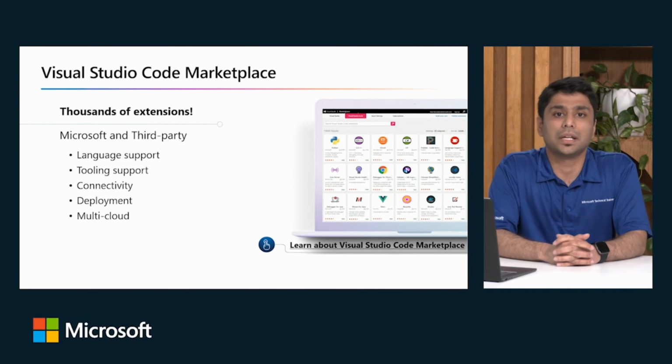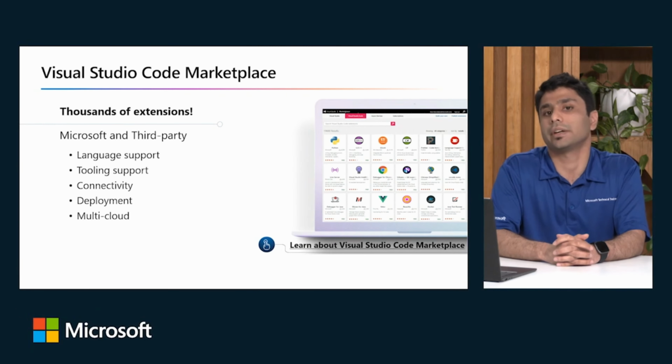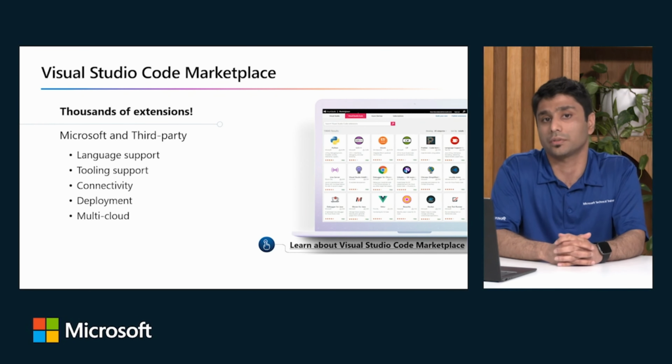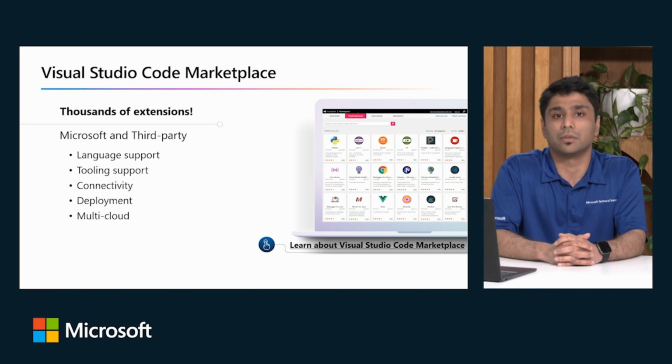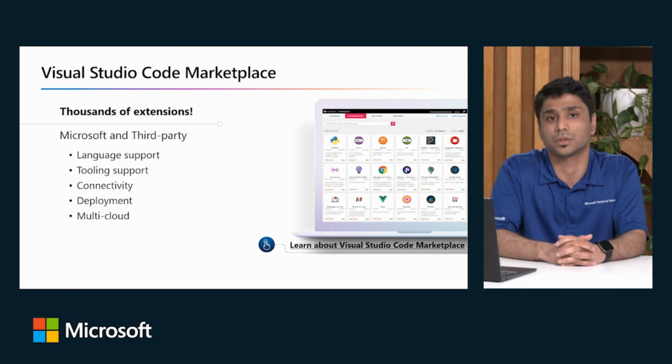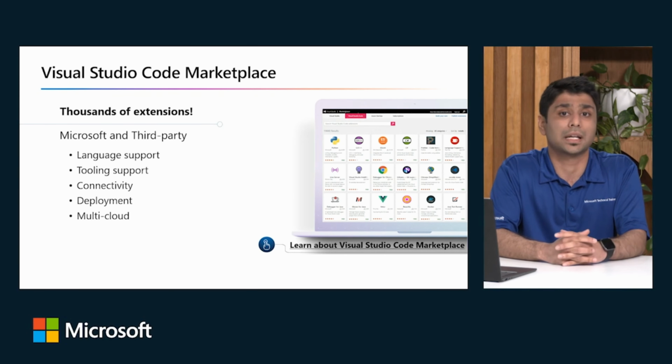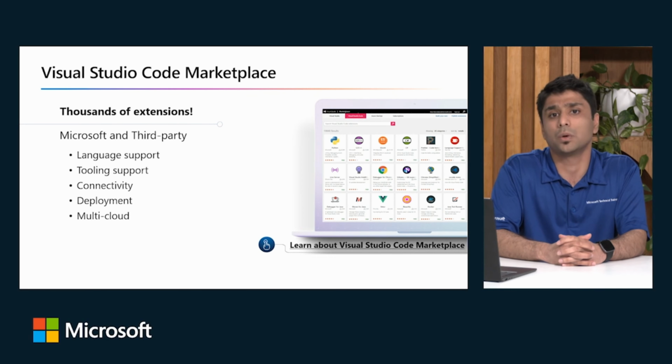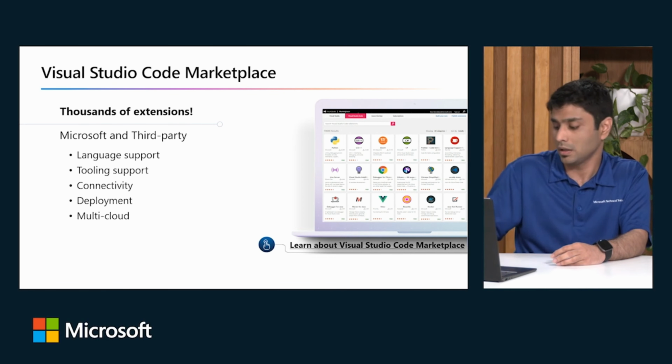Now, one thing that makes VS Code really powerful is the variety of extensions. It has over 30,000 extensions from Microsoft and other third parties. It covers language support, tooling support such as developer tools, connectivity support, deployment support, and multi-cloud support. You can get all of them on Marketplace anytime. And you can use them to standardize practices and make work easier in your team.